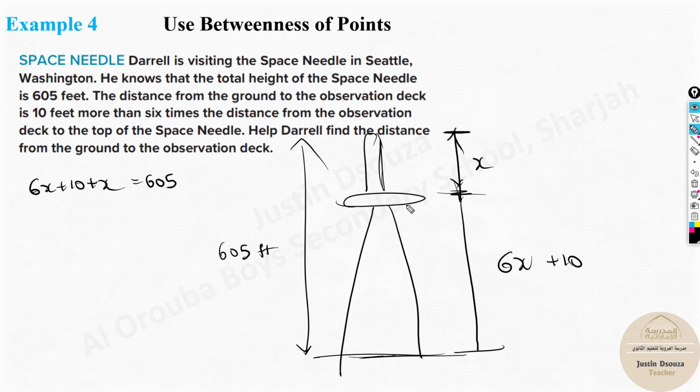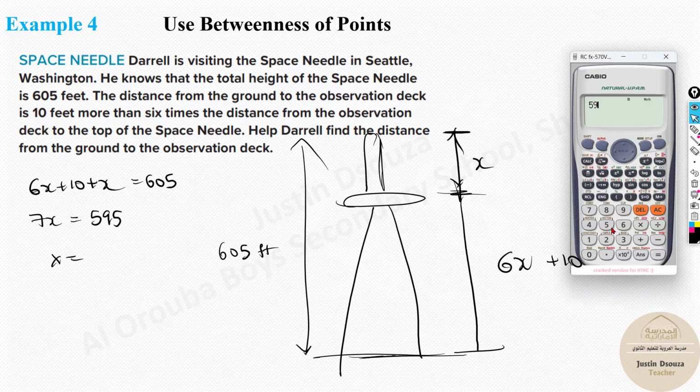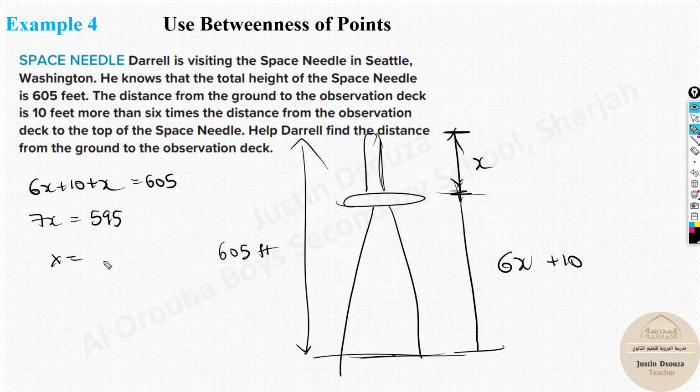First, let's find x, and then you can find the distance from ground to observation desk by putting the x value here. Over here 7x equals 595 once the 10 goes to the other side. Now you can use the calculator over here. 595 divided by 7 is 85. X is 85.